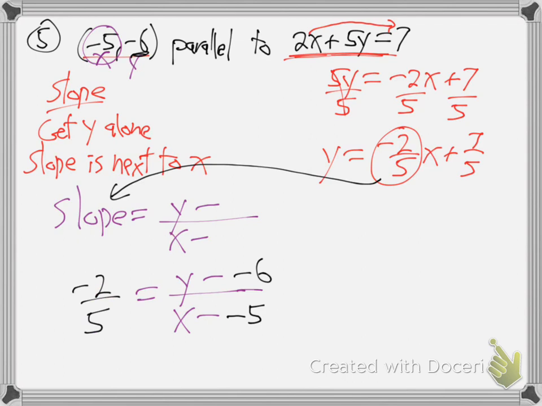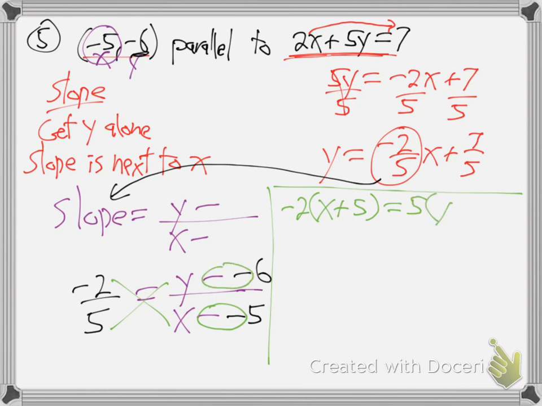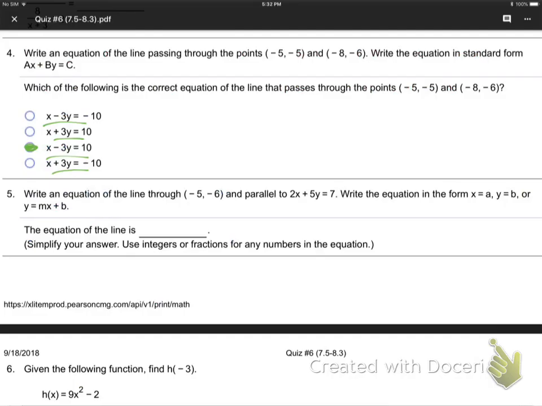So now we go diagonal, diagonal, cross multiply. Let me bring it up here. So it would be minus 2 times x plus 5, double negative becomes positive, and then 5 times y plus 6, double negative becomes positive. Distribute, distribute: minus 2x minus 10, 5y plus 30. What form do they want the answer in?